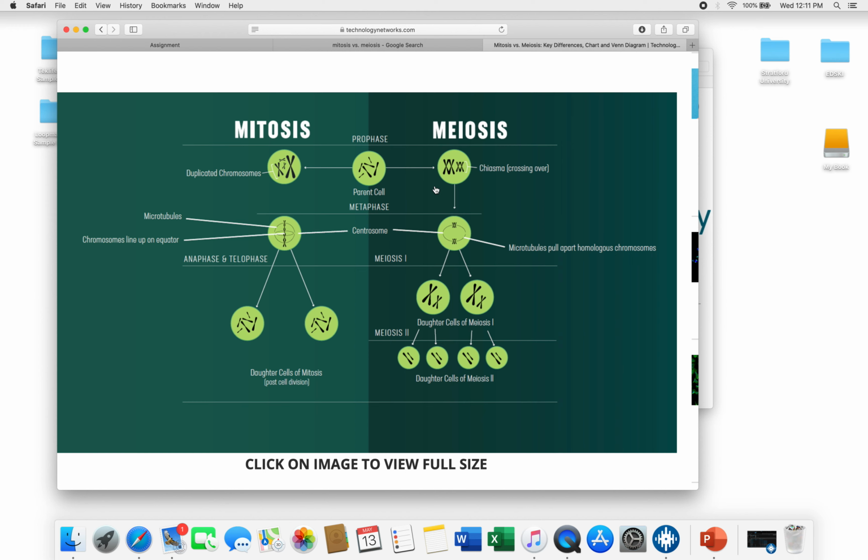But in meiosis, they go through the divisions twice. First thing they do is do what? Just what they do in mitosis. They double up all the genetic material, and then they do what?